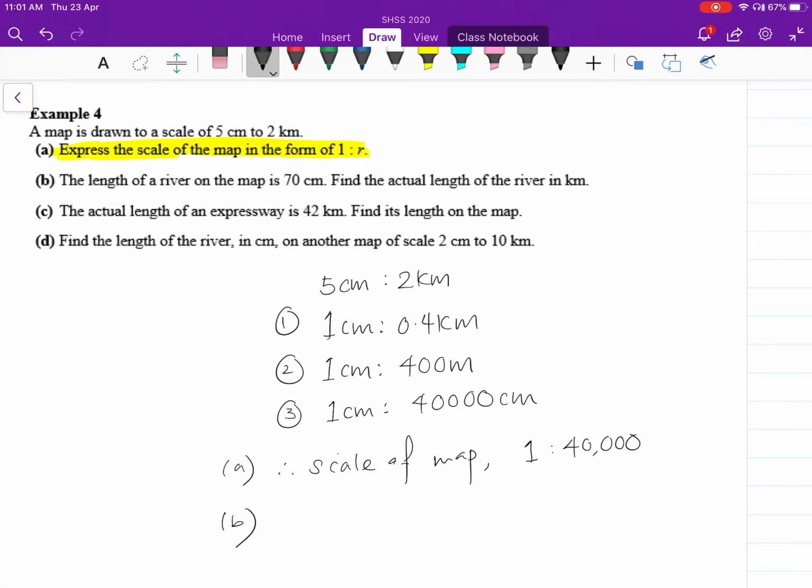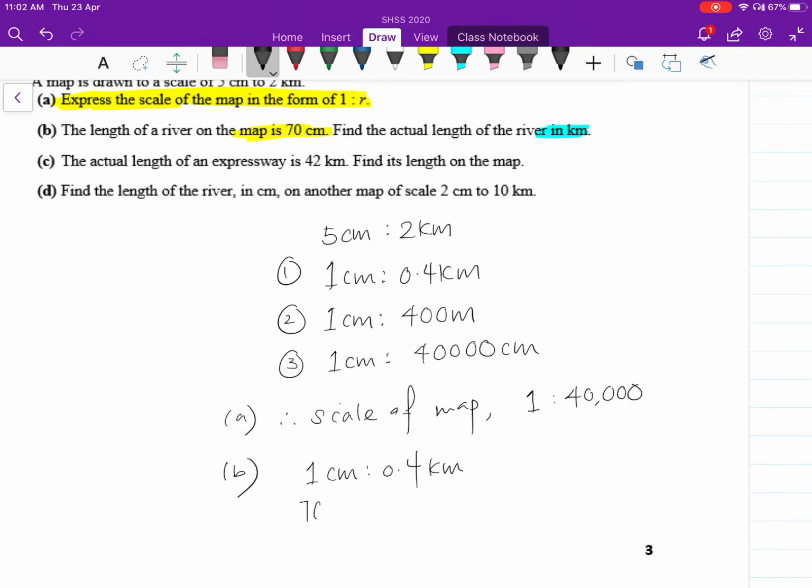Part B. The length of the river on the map is 70 cm. They ask you to find the length of the river in km. I would choose number 1 because it's cm to km. So 1 cm is to 0.4 km. The length of the river on the map is 70 cm. So you multiply by 70. Get 28 km. Okay, so your answer is 28 km.